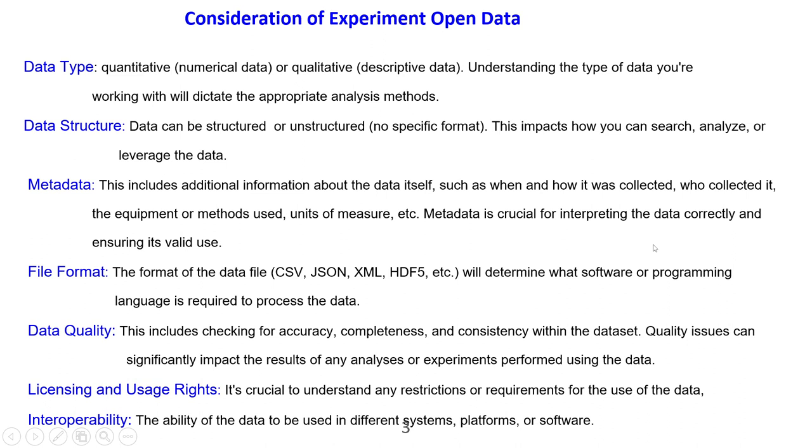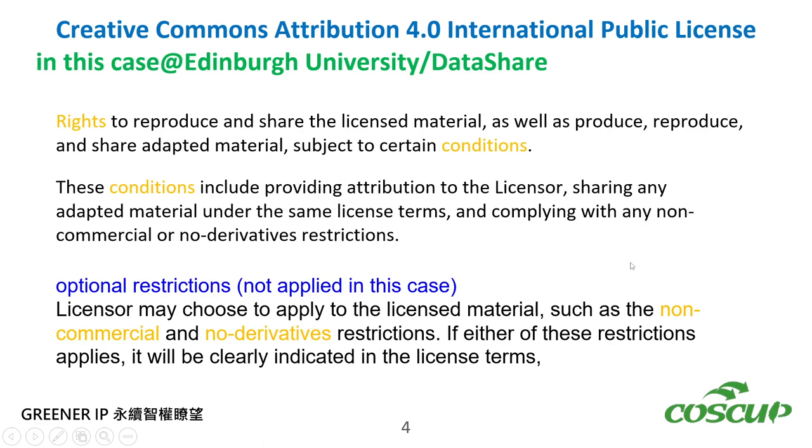There are also file format, data quality, licensing and usage rights, and interoperability. Interoperability is the ability of the data to be used in different systems, platforms, and software. Of course, in this case, there is a licensing agreement to it. It is the typical Creative Commons Attribution 4.0 International Public License. And the rights and conditions are very familiar to us.